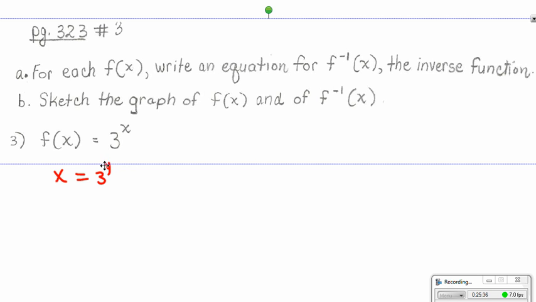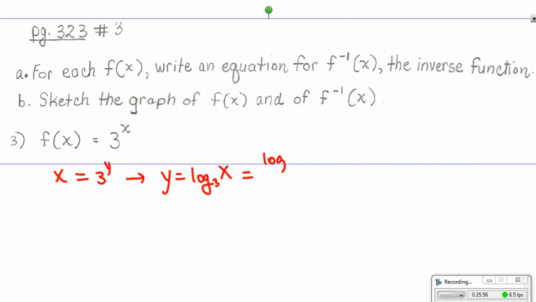But in order for you to leave the y by itself, we're going to try to express this one as y equals log base 3 of x. Now, in order for you to put this one into the calculator to sketch, what would have been happening is this.